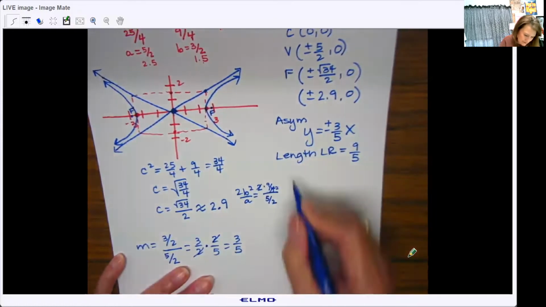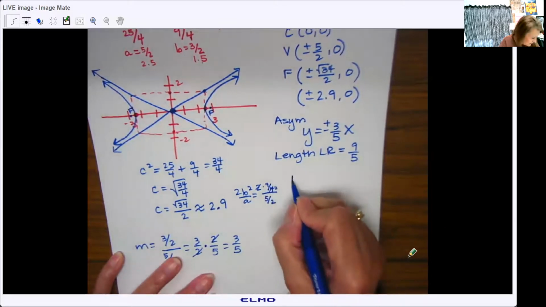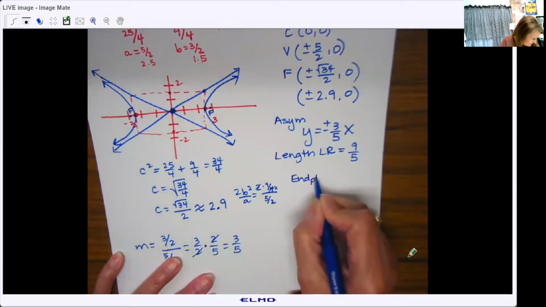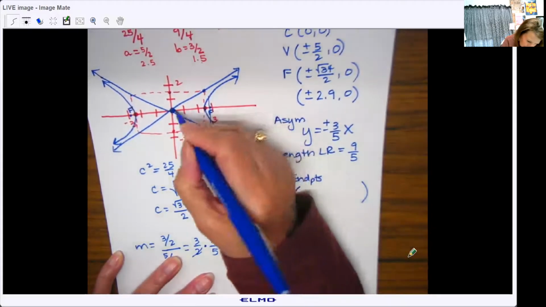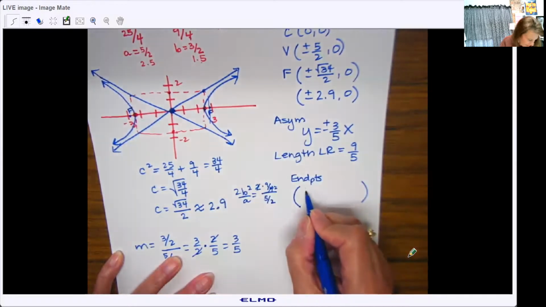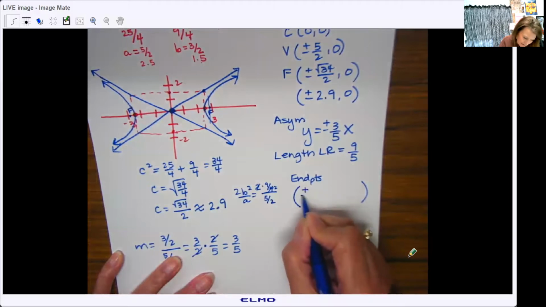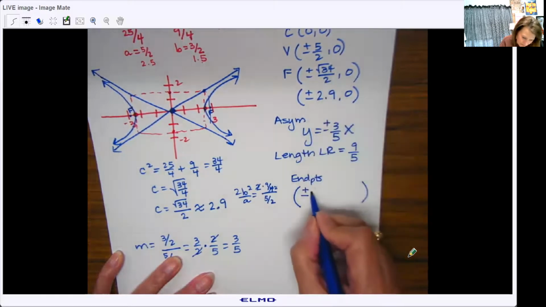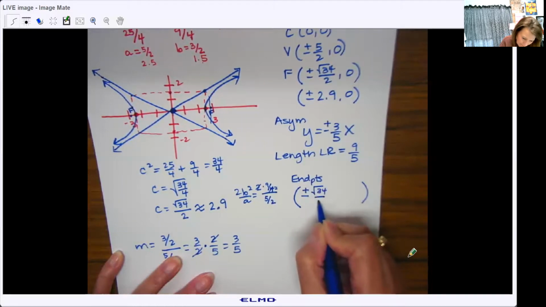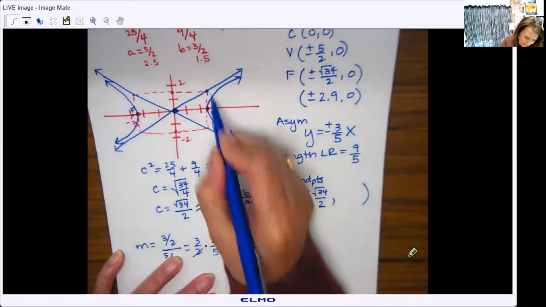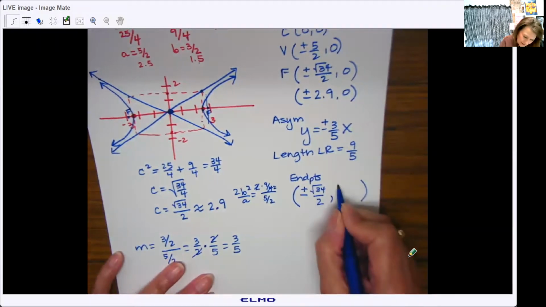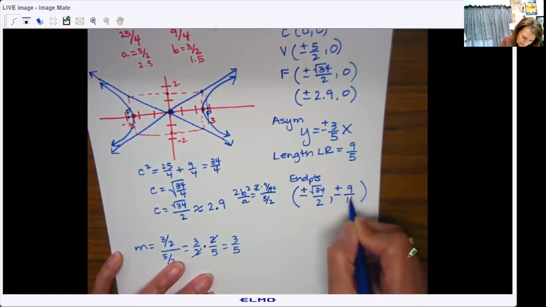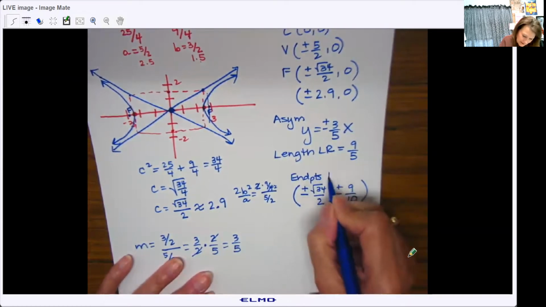All right, so the endpoints of the LR. Let's see, they're going this way. So you go over C, plus and minus 2.9 if you want to write it that way, or the square root of 34 over 2. Comma, and then up half of that length. Half of that length would be what? 9 over 10. So positive and negative 9 over 10. So that's the endpoints of the latus rectum.